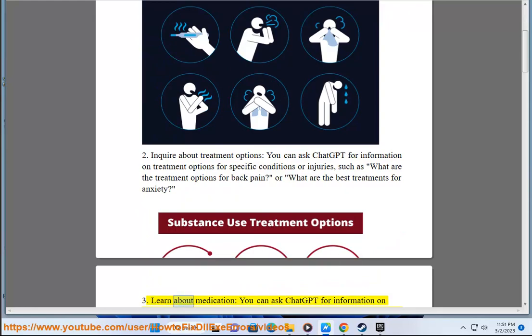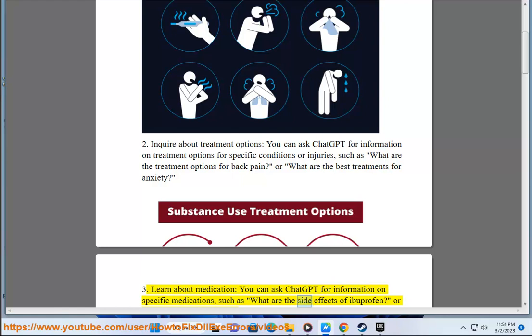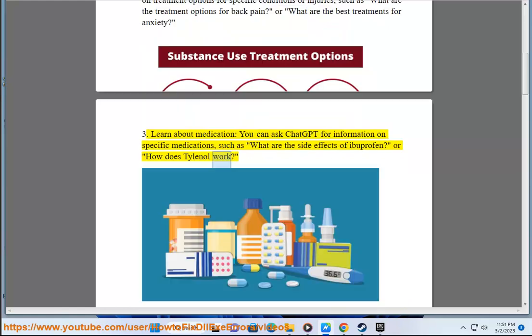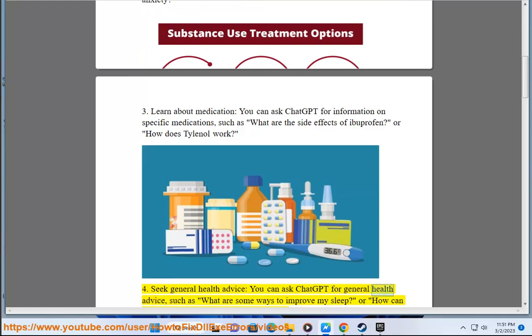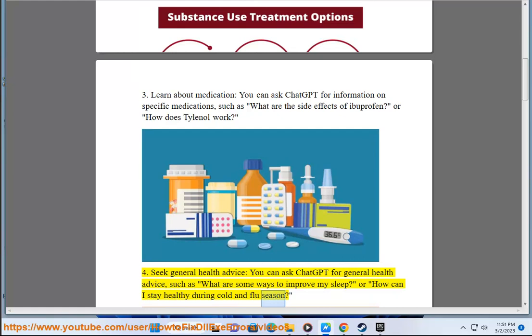3. Learn about medication. You can ask ChatGPT for information on specific medications, such as what are the side effects of ibuprofen, or how does Tylenol work. 4. Seek general health advice. You can ask ChatGPT for general health advice, such as what are some ways to improve my sleep, or how can I stay healthy during cold and flu season.